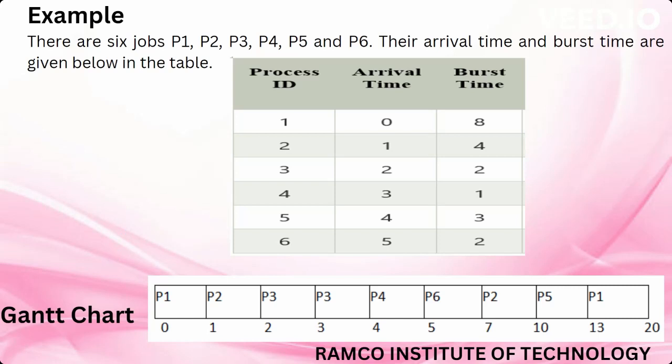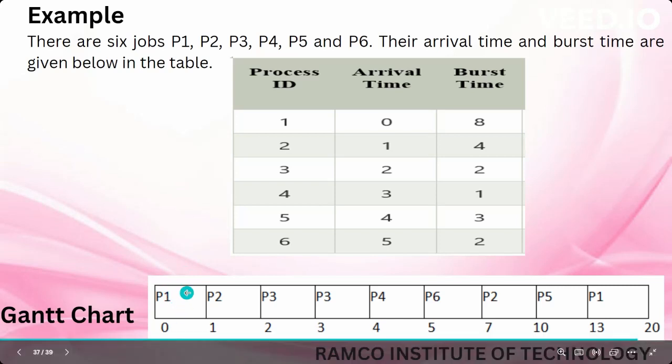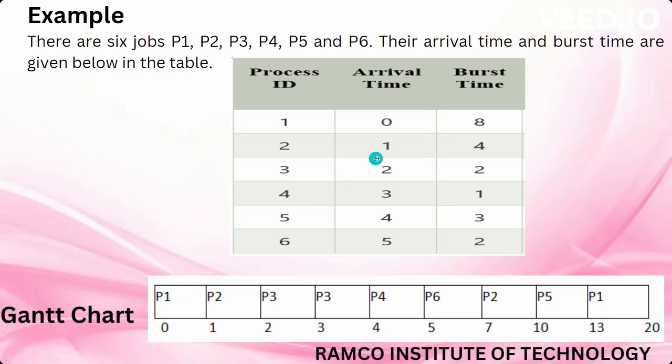So at time 0, the only available process is P1. This is the only available process in the list. Therefore, the scheduler will schedule the process P1 first. The process P1 will be executed for 1 unit of time. The next process P2 arrives at time 1. Since the algorithm we are using is SRTF, which is a preemptive one, the current execution is stopped and the scheduler checks for the process with the least burst time.